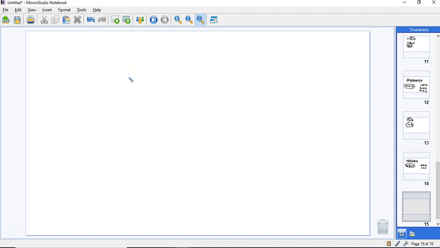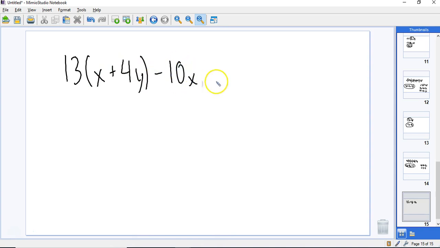Moving along. We've got 13 parentheses x plus 4y, minus 10x plus 6y. So we've got 13 multiplying by x, distributing to x, that's 13x. Then we've got 13 distributing to 4. 4 times 3 is 12, so put the 2 there, and then carry the 1. 4 times 1 is 4, plus 1, that's 5, that's 52. So we've got 52y.